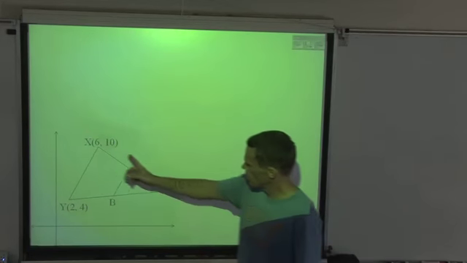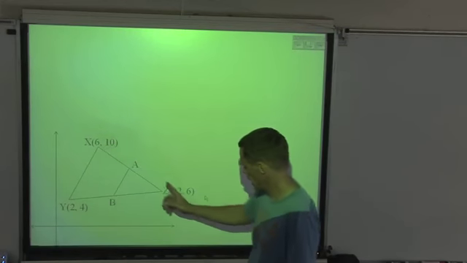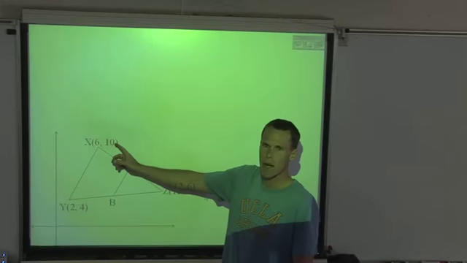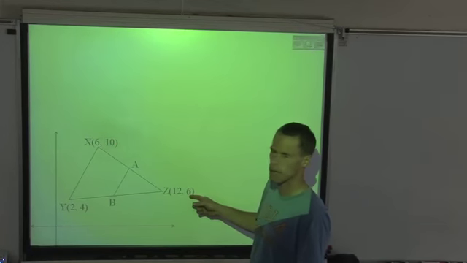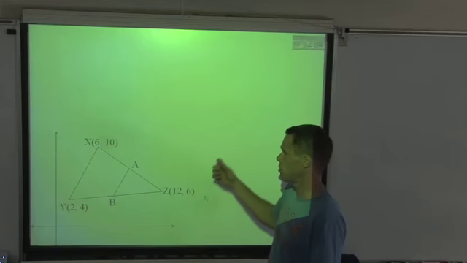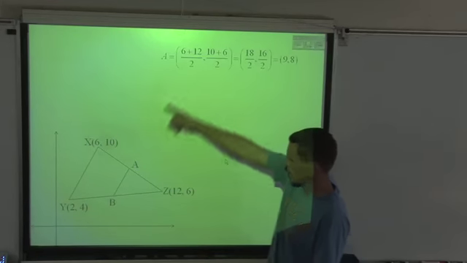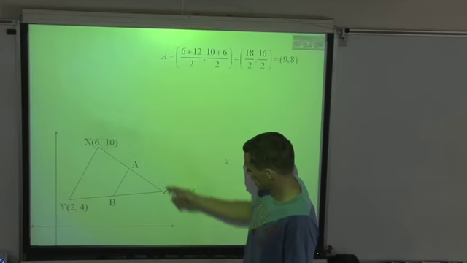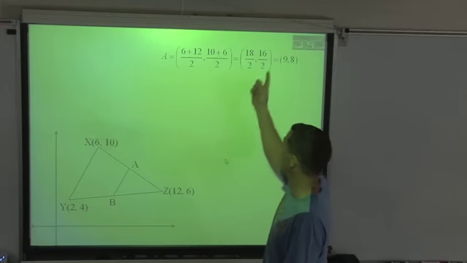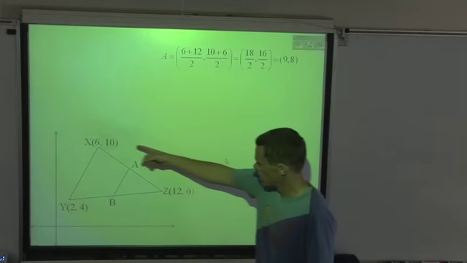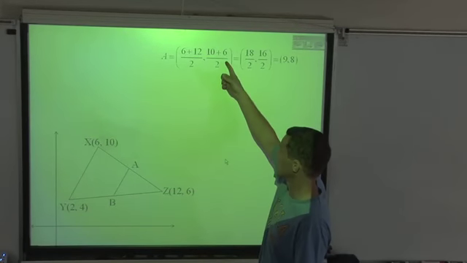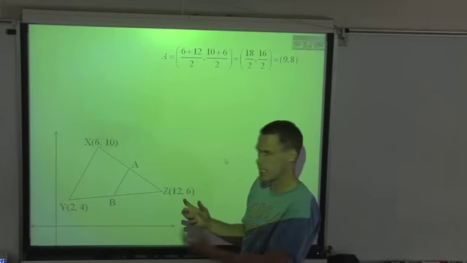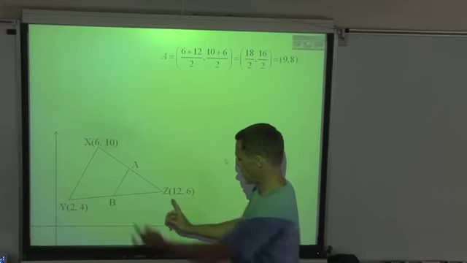So for example, point X goes from 6 to Z at 12. X is up 10 and Z is up 6. To find the middle, we can use the formula: 6 plus 12 divided by 2, which is 18 divided by 2, which is 9. Halfway between 6 and 12 is 9. Makes sense. 10 plus 6 is 16, divided by 2 is 8. Halfway between 10 and 6 is 8. So this is the point 9, 8.